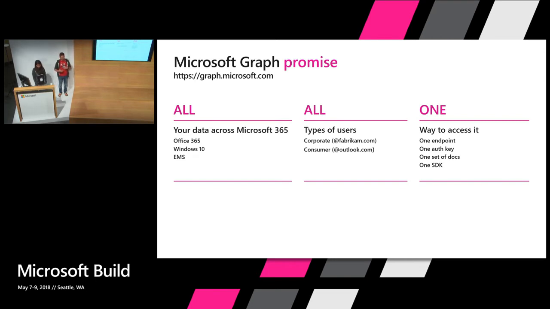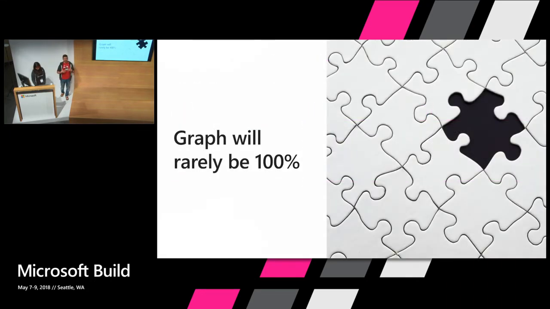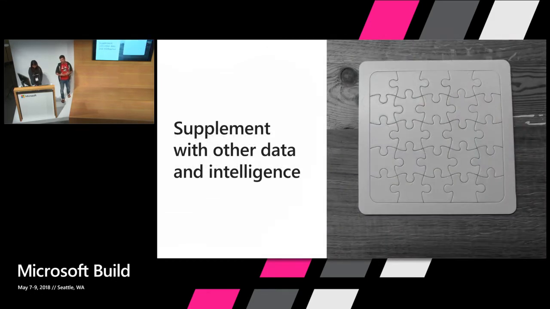So we promise all these things about all your data being accessible, and today we're going to access data from Exchange. We promise that things are available for corporate and consumer users, and they are. We promise that you only have to use one API key, one SDK, one set of documentation, and you do. But still, things are missing. And so we have gaps in Graph, and Graph is not really 100% of the picture. But this is okay, because this is where you guys come in, where you can fill in that missing piece and add value by pairing Graph and its data and intelligence together with other sets of data and intelligence.